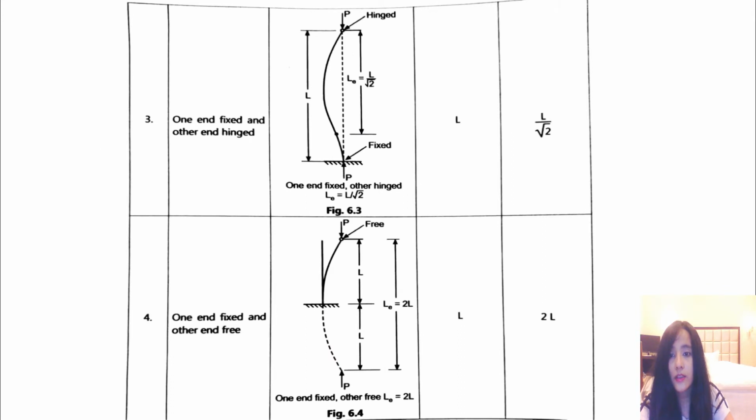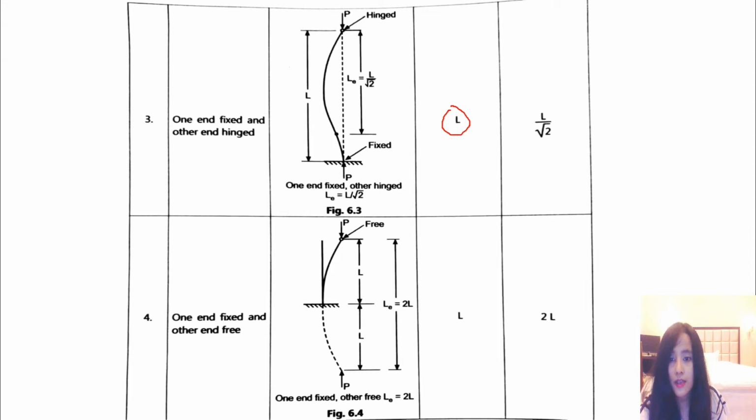Next we have one end fixed and other end hinged. So एक end hinged है यहाँ पर, other end यहाँ पर fixed है. ऐसे condition पे original length is L and जो length deflect होगा that will be equal to L by root 2.